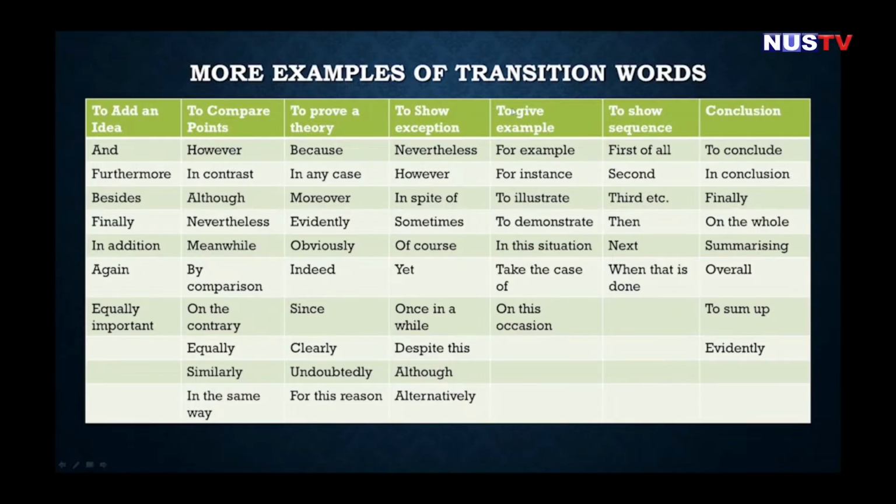The next one we have is to give examples. If you want to give examples in your essay, you can use these transitions: for example, for instance, to illustrate, to demonstrate, etc., as you see on the list. Some of the transitions you can see on the screen here, you can use when you want to show sequence, a sequence of events. You can use first of all, secondly, second, third, etc.